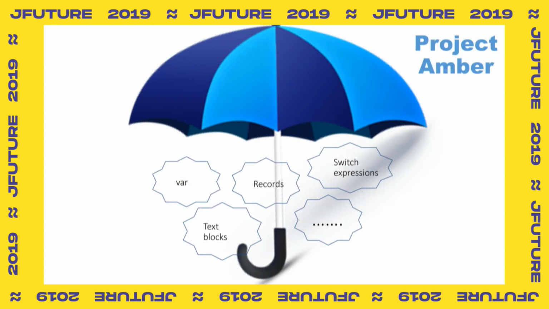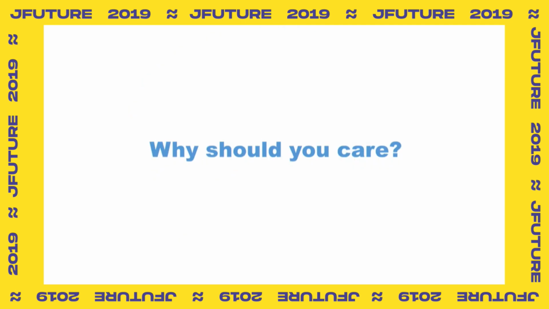You can think of Project Amber as an umbrella under which various new language features or modifications to existing language features are proposed, talked about, debated, worked on, and finally released with a new Java version.